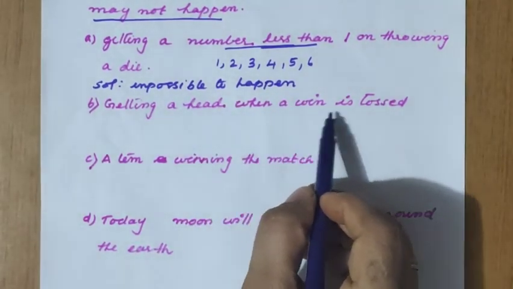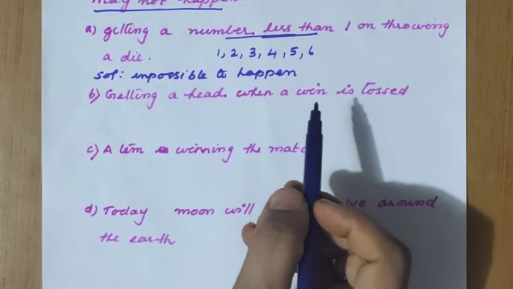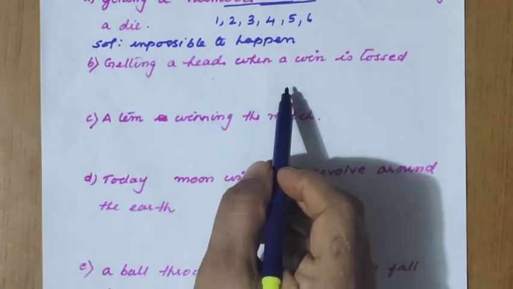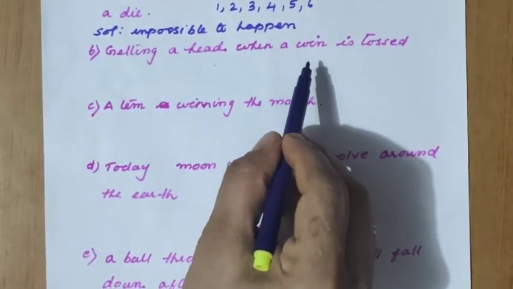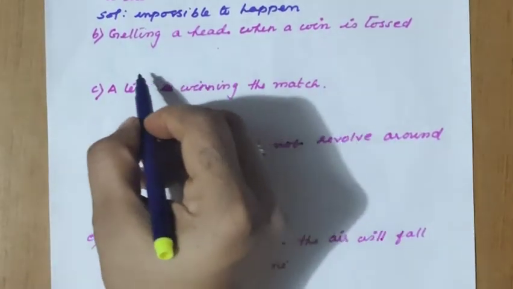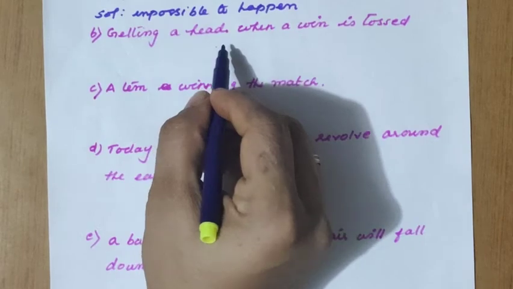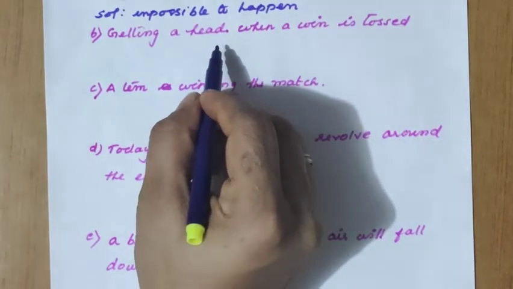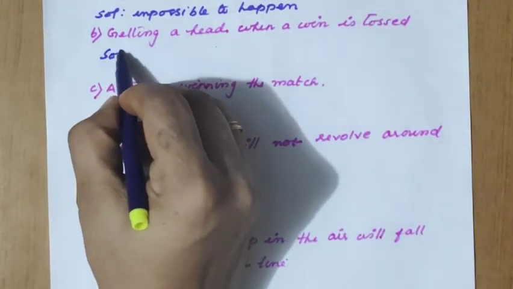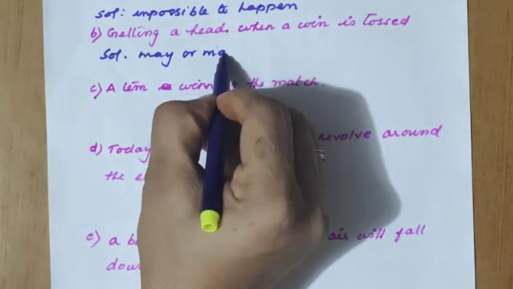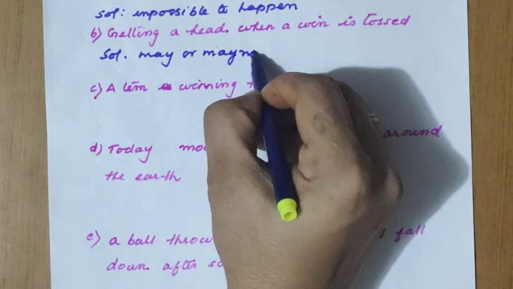Getting a head when a coin is tossed. That means when a coin is tossed, either you may get a head or you may get a tail. So getting a head when a coin is tossed means may or may not happen. Sometimes we will get a head, sometimes we will get a tail. So what is the answer? It may or may not happen.